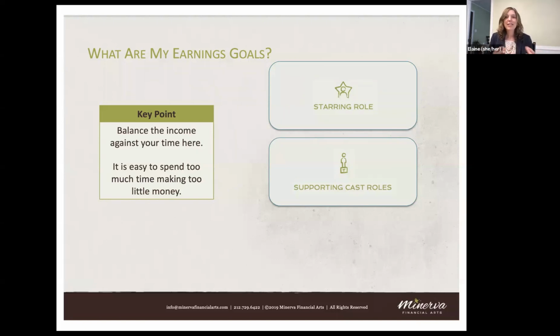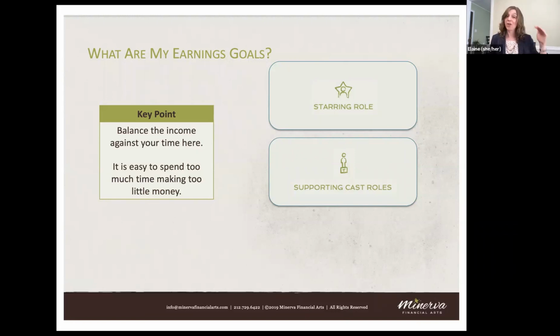The challenge is just to figure out where different opportunities fall. And especially when it comes to supporting cast role work, to make sure you are balancing the income you earn in this category against the time you're spending in this category. It is very, very easy to spend a lot of time in the supporting cast role category, especially if you find yourself having lots of opportunities in this area. But if you spend too much time in this category, you won't be able to develop and devote the time you need to really grow your starring role. So that's the trade-off you're facing in the supporting cast role category.